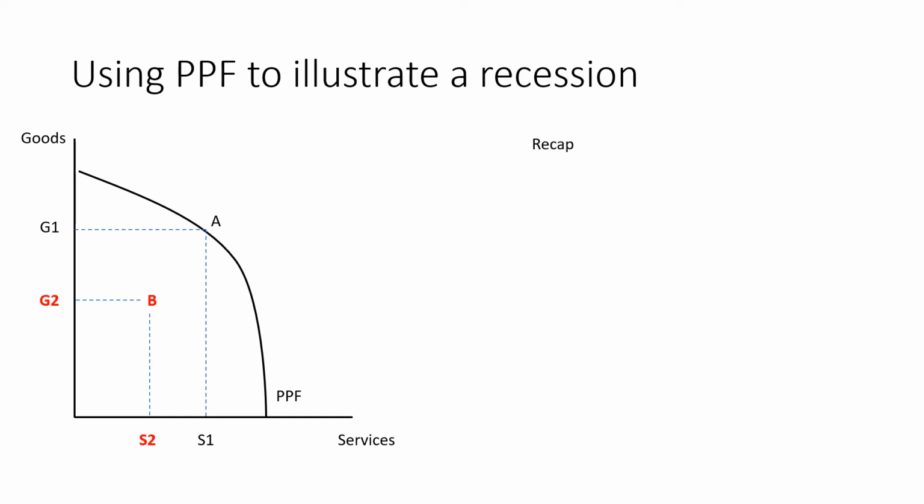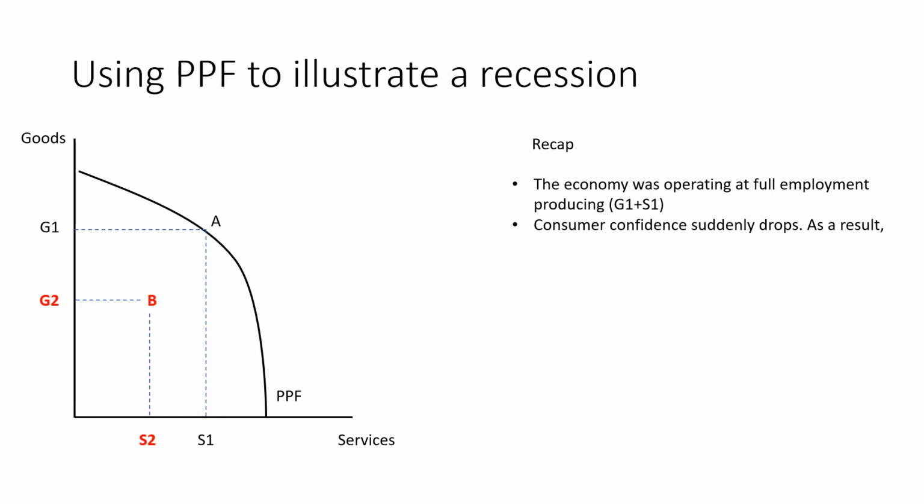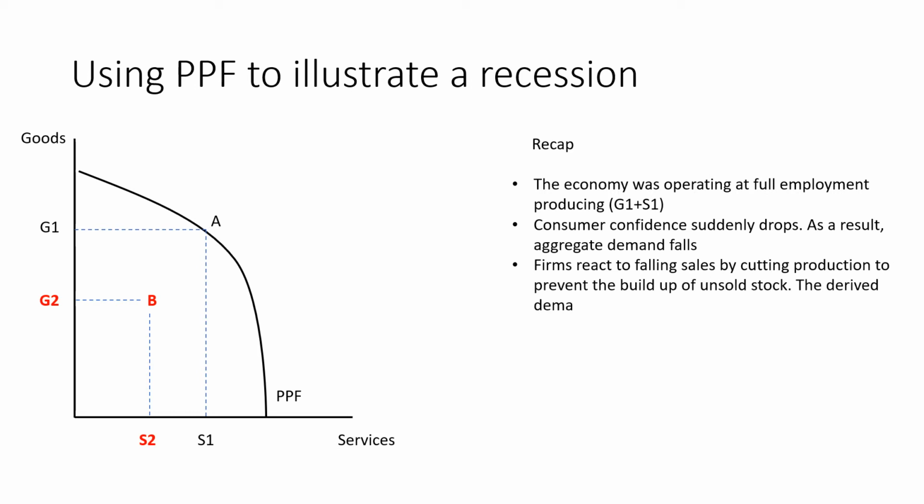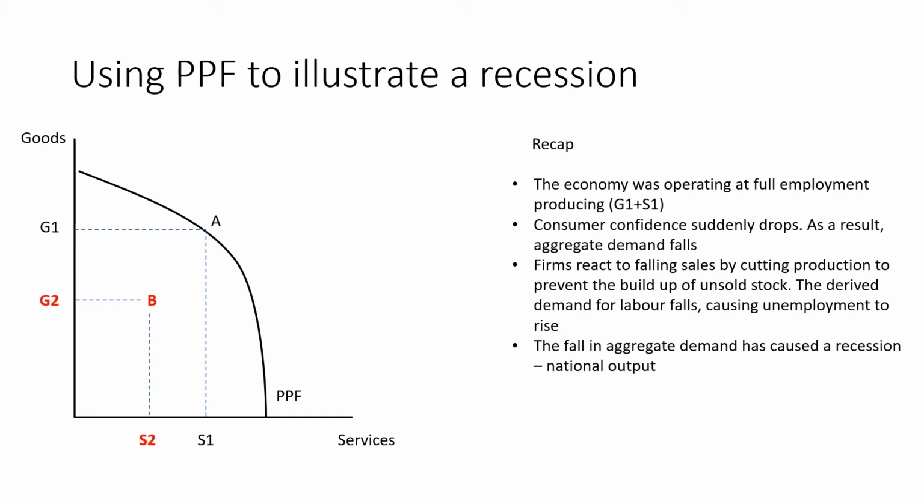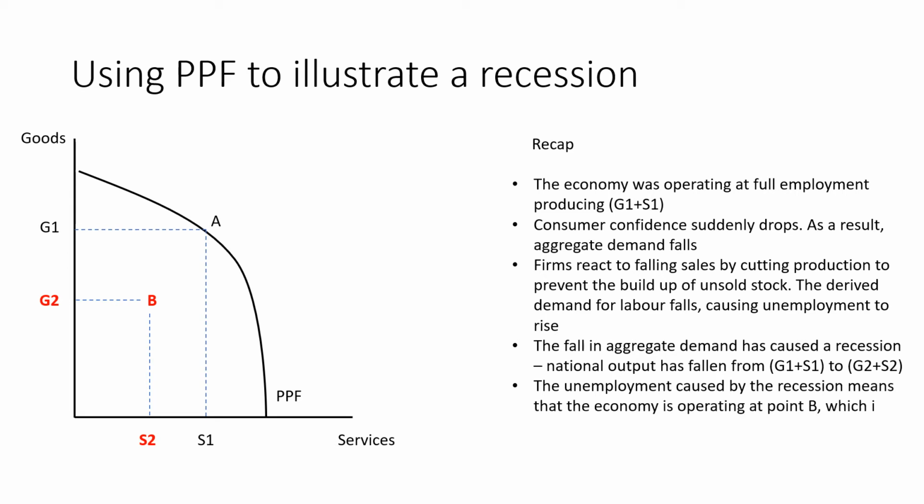So to recap, the economy was operating at full employment, producing G1 plus S1. Consumer confidence suddenly drops. As a result, aggregate demand falls. Firms react to falling sales by cutting production to prevent the buildup of unsold stock. The derived demand for labour falls, causing unemployment to rise. The fall in aggregate demand has caused a recession. National output has fallen from G1 plus S1 to G2 plus S2. The unemployment caused by the recession means that the economy is operating at point B, which is inside the economy's PPF.